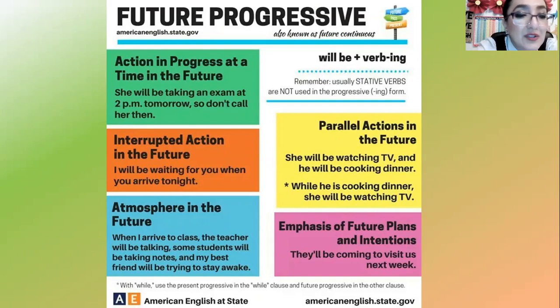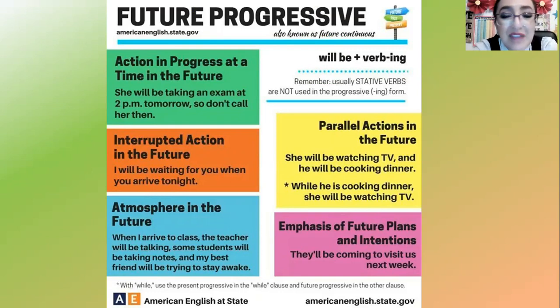In order to describe the atmosphere in the future, something that you are imagining. When I get married, I will be entering the church and everybody will be clapping and the groom will be waiting for me with a flower in his hand. You are describing an atmosphere there, okay?